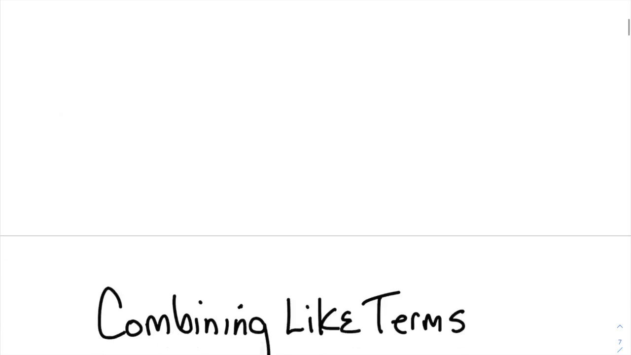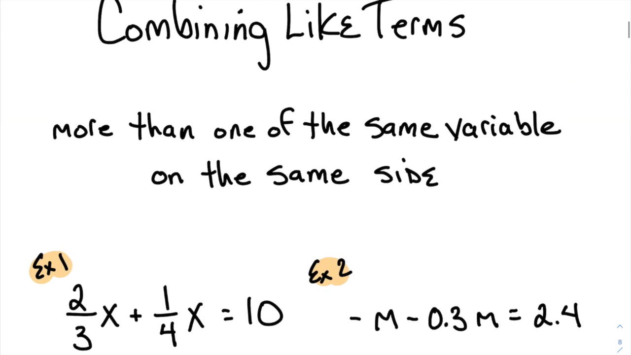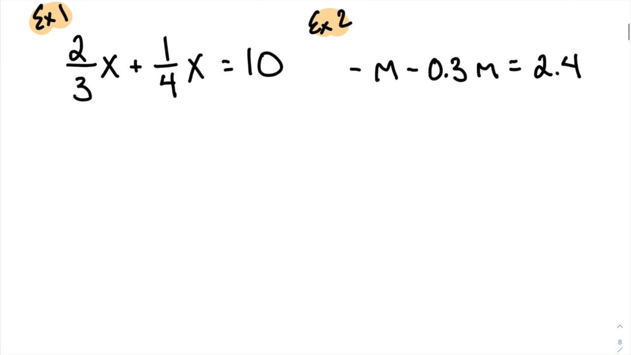Now let's get started. Today we're going to work on the first topic in section 2, combining like terms. Combining like terms simply means that you have more than one of the same variable on the same side. I have two examples to keep this brief. The first one involves a fraction, the second one involves some decimals. You could of course do integers as well, but let's get started.